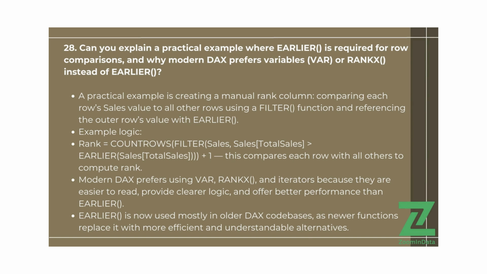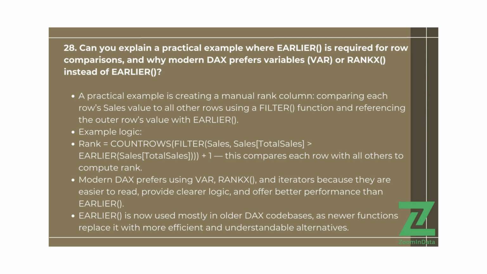A practical example is creating a manual rank column, comparing each row's sales value to all other rows using a filter function and referencing the outer row's value with EARLIER. Here's an example of how ranking can be done using EARLIER in Power BI.